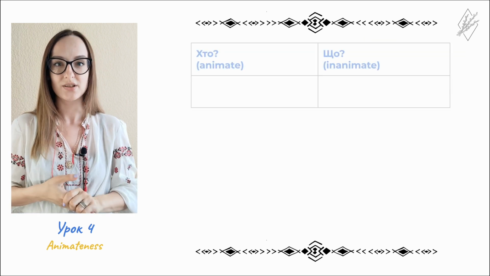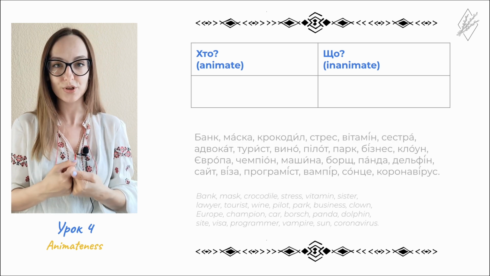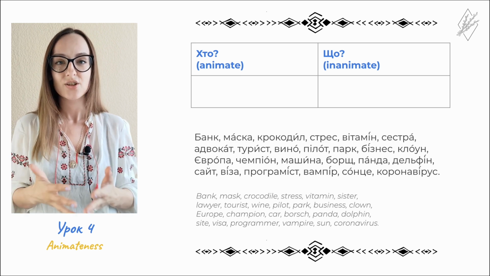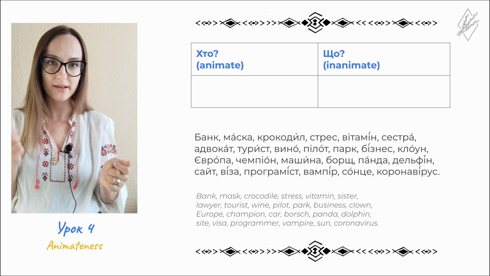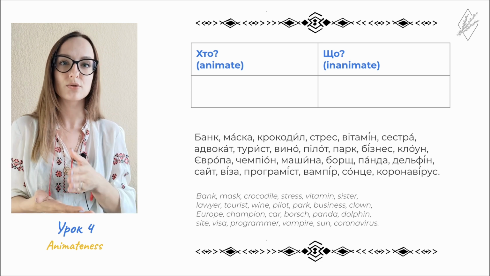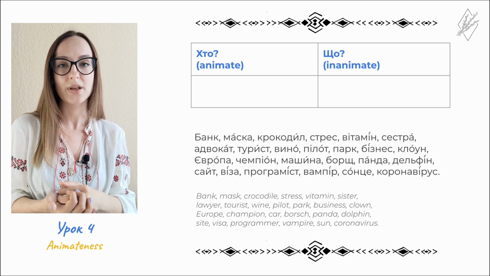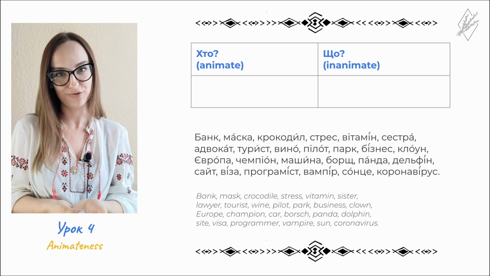Now, let's just practice. You have a table with 2 columns and a list of words which you need to put to the correct column. So I'm offering you to stop now the video, to take a pen or pencil and your notebook and to write down the words into 2 categories, animate and inanimate. And I'm asking you not to look at the English translation of the words.